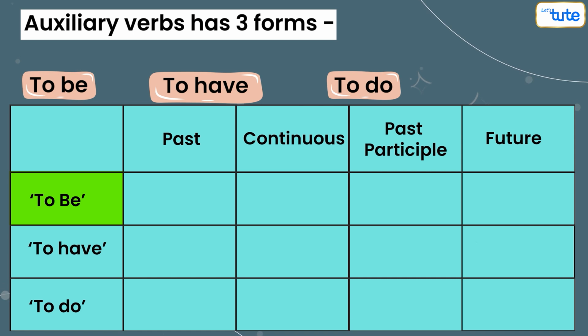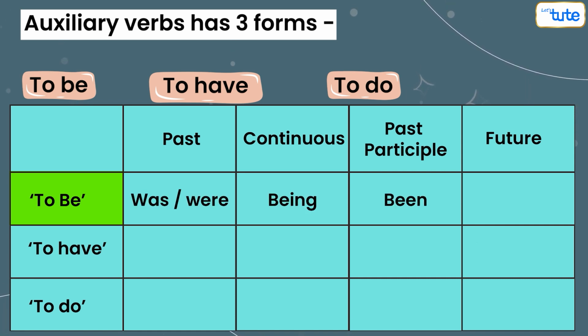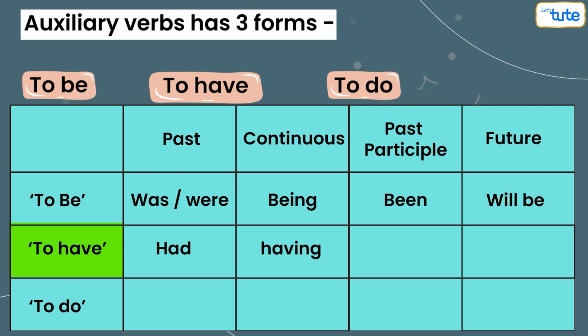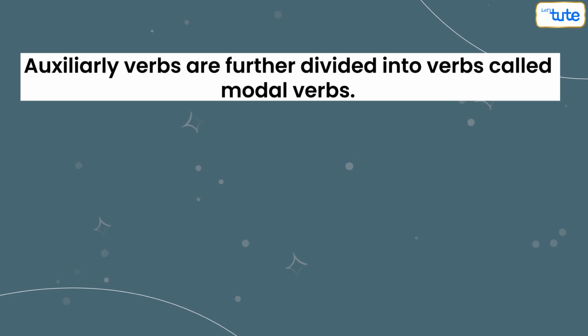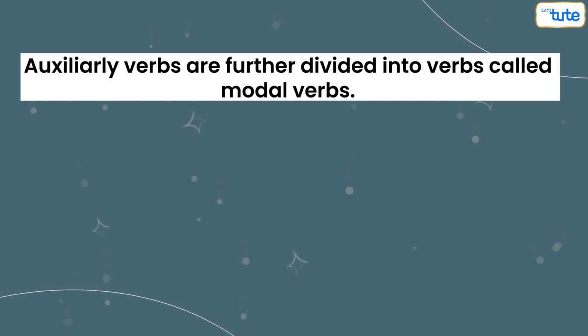To be: in past form was, were, continuous form being, past participle been, future will be. To have: in past form had, continuous form having, past participle had and in future form will have. To do: in past form did, continuous doing, past participle done, future will do. Auxiliary verbs are further divided into verbs called modal verbs. Now let us take a look at modal verbs.